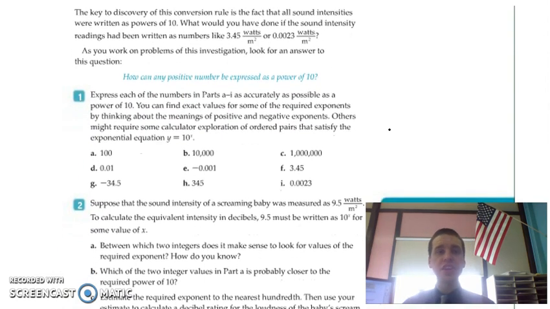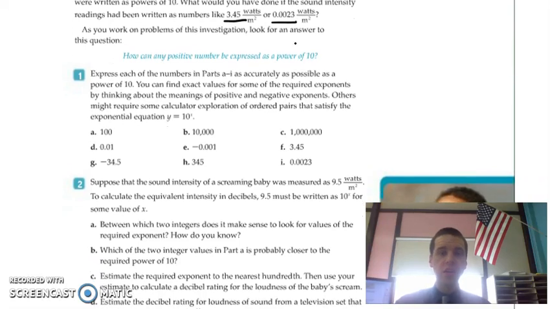So the key to discovery of this conversion is the fact that all sound intensities were written in powers of 10. But where do logarithms come into play? Logarithms come into play when you have readings like 3.45 as your intensity or 0.0023 as your intensity. And that's where logarithms really come into play, that you're going to help solve this.